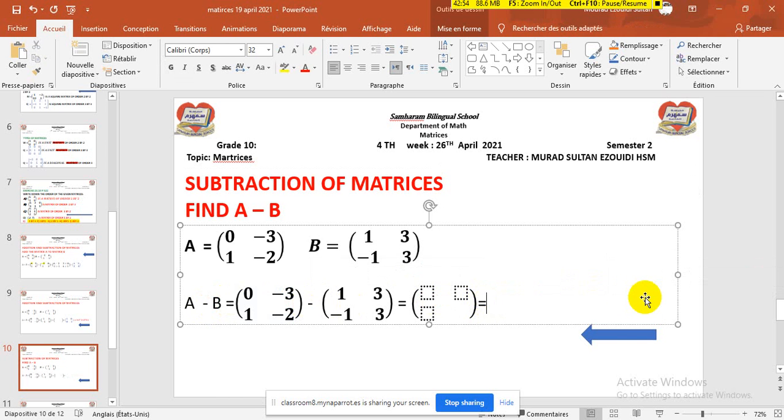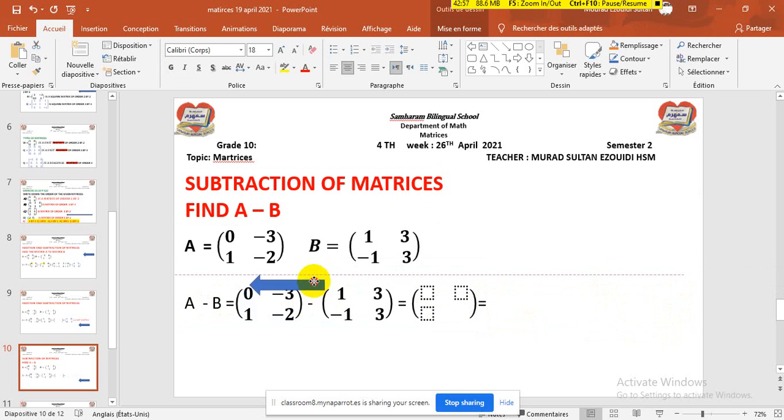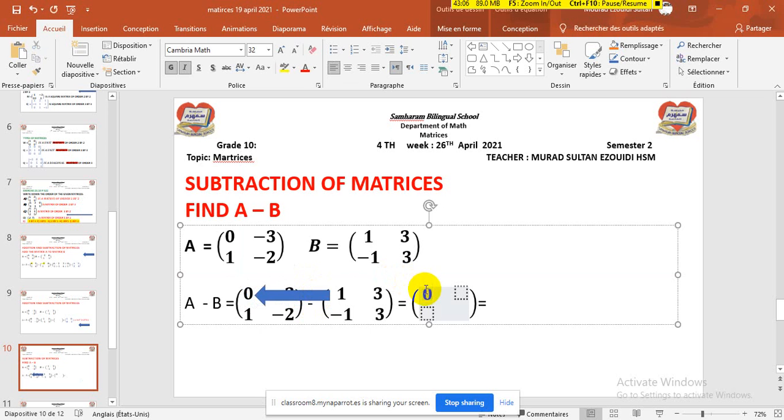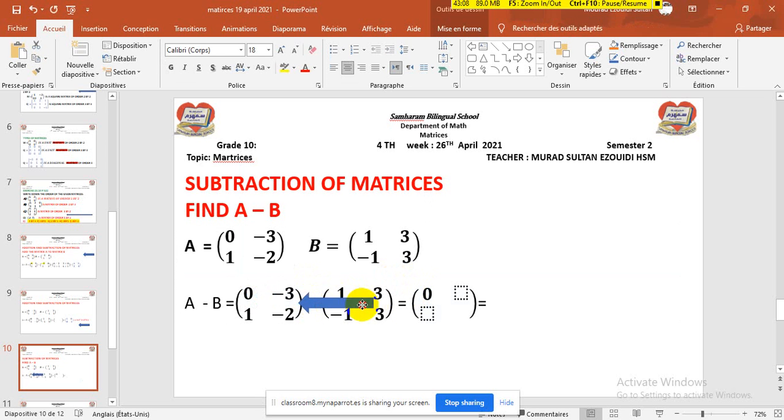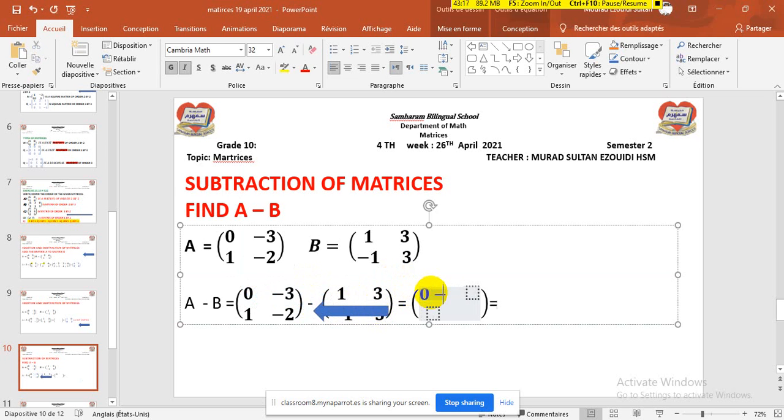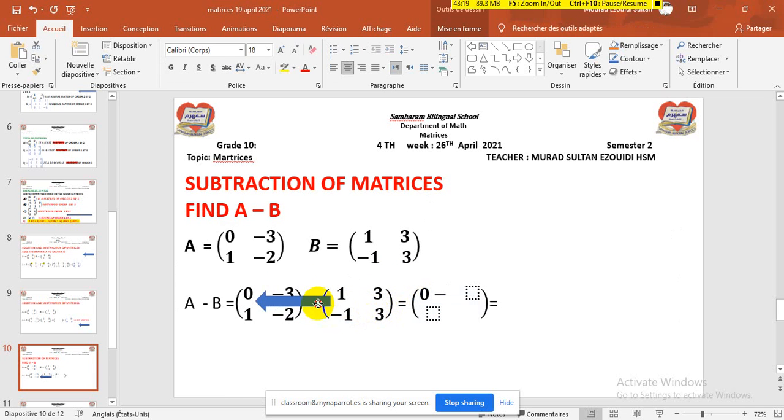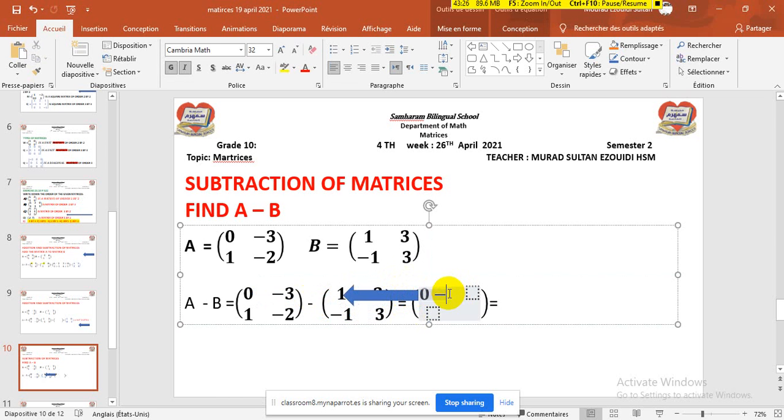So this one, my daughters, should be equal to what? Can we work together? What is the first value? It is 0, isn't it? I will write here 0. Then we have a negative sign. You see this negative sign? I will write it here: 0 minus 1.